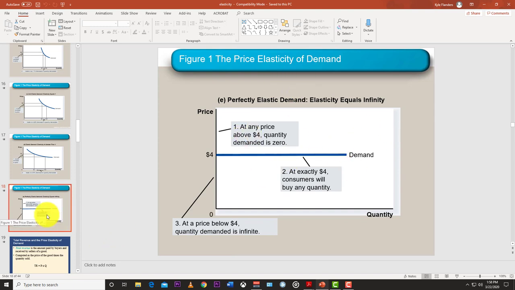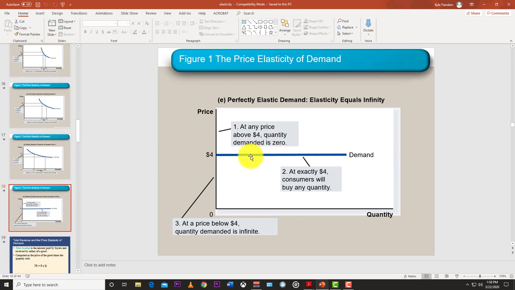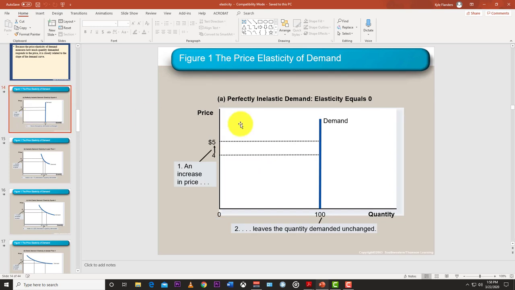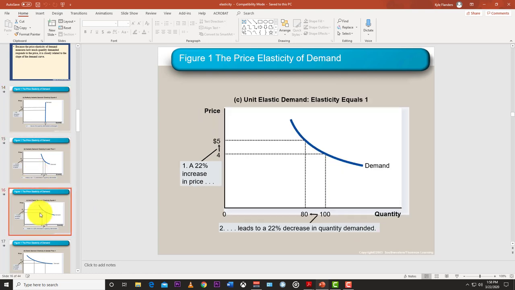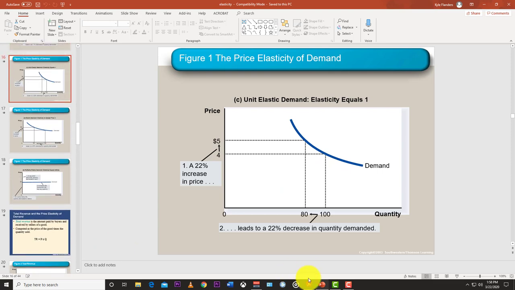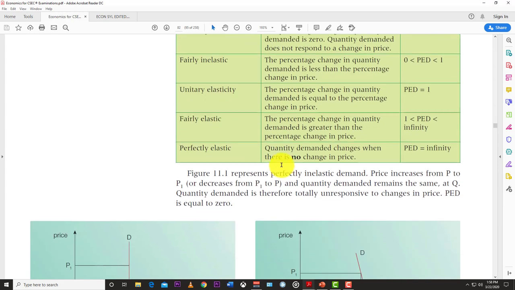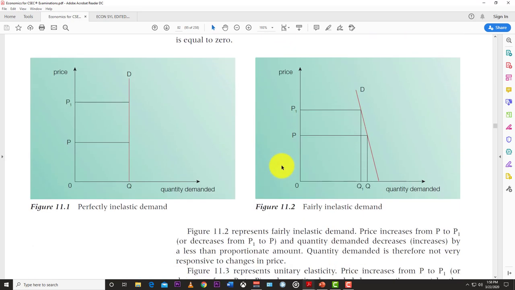So these graphs represent the different degrees of elasticity, from perfectly elastic, which is a straight horizontal line, to perfectly inelastic, where you have a straight vertical line, and all in between, unitary, where it equals one. Those are the different degrees of elasticity, and they are summarized in this table right here. If you have the book, you can look at the table and see what they're talking about. The textbook also has some diagrams to represent all of them.